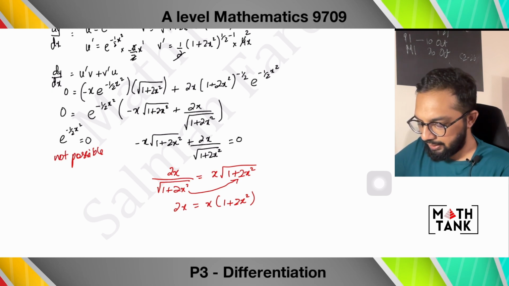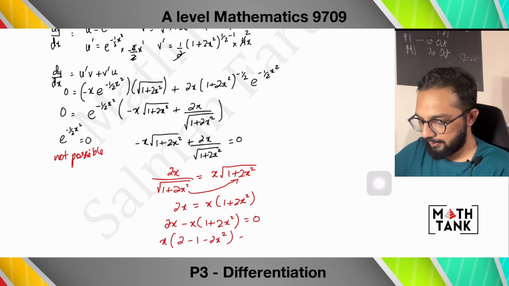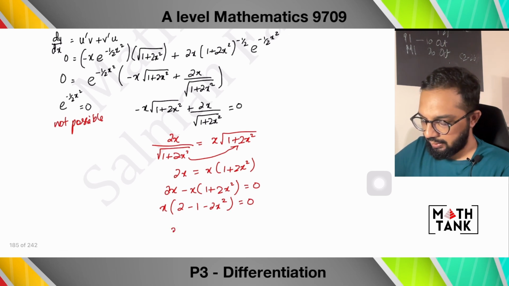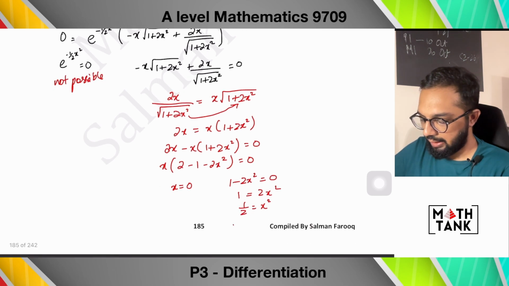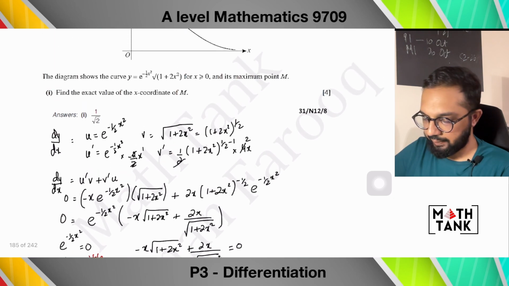Then the best way to solve this would be to say that I can bring it to this side and I can again pull out x as a common, so I get x into 2 minus 1 minus 2x squared equals 0. So either x equals 0 or 1 minus 2x squared equals 0. 1 equals 2x squared, x squared equals half, and x is therefore root of half. I think that looks like the final answer.